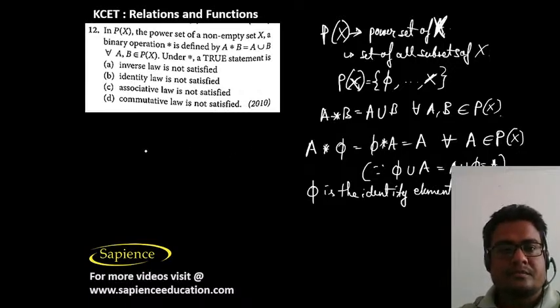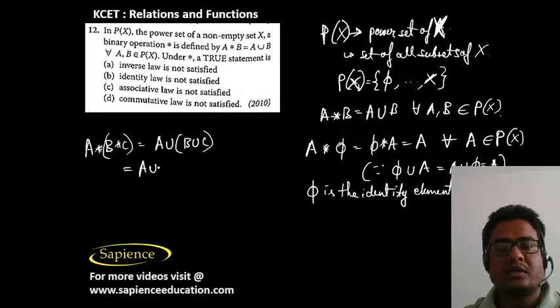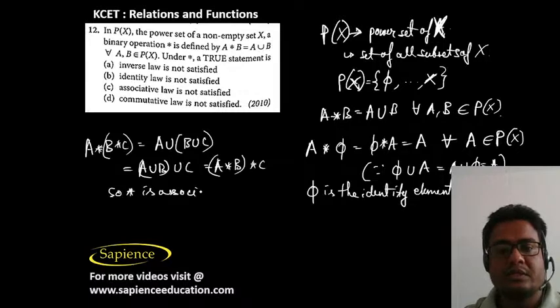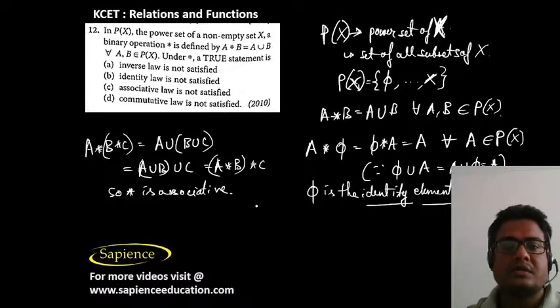Then here, associative law is not satisfied? It means that A star B star C will be equal to A union B union C, which is also equal to A star B star C. So it is associative. Hence the binary operation star satisfies the associative law here, and the identity law is also satisfied. So option B is wrong, and C is also wrong.